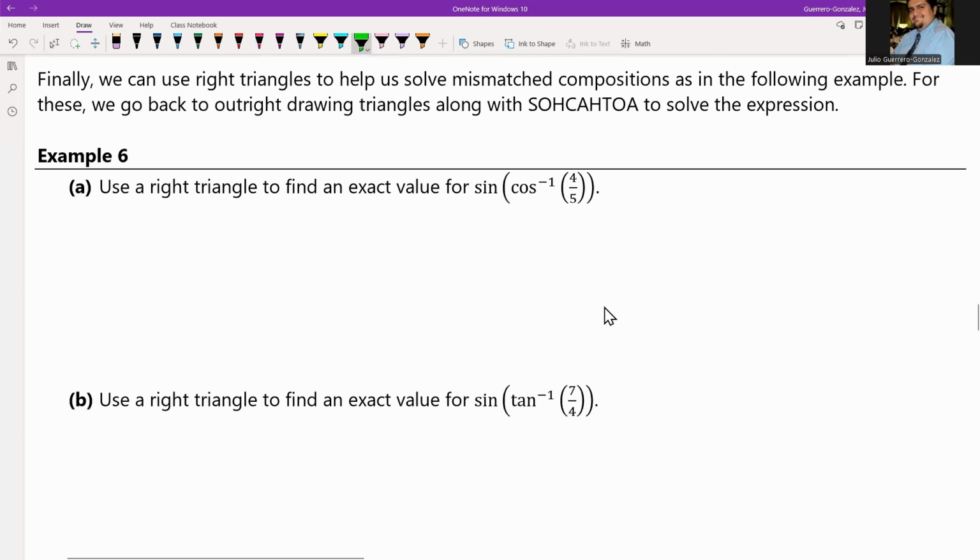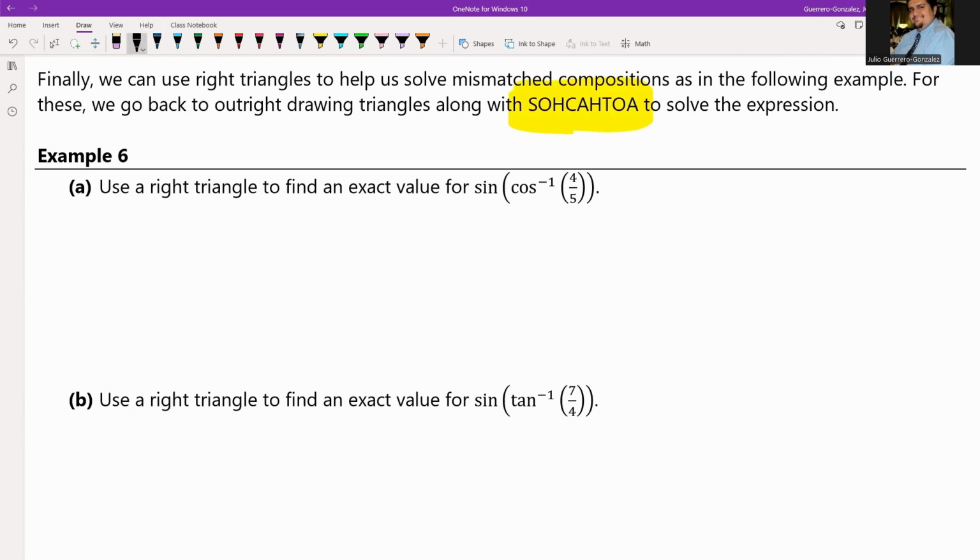Now, in the ones from before, the inverse function was outside, correct? Right? We can also have the inverse function inside. Now what? Okay. For all of these, SOHCAHTOA the heck out of it. Yeah? I'm going to show you how. Okay?